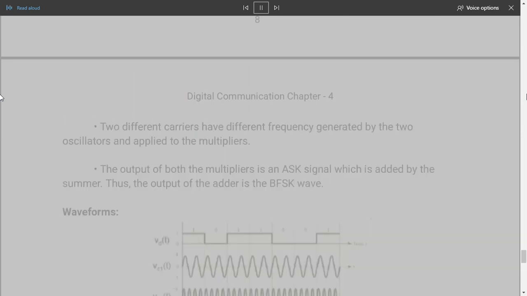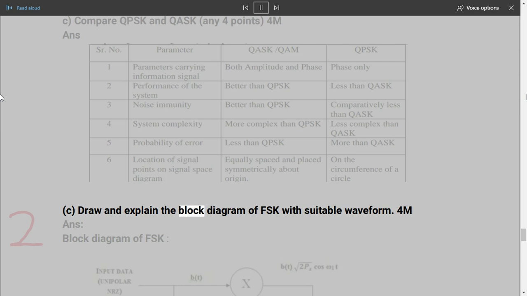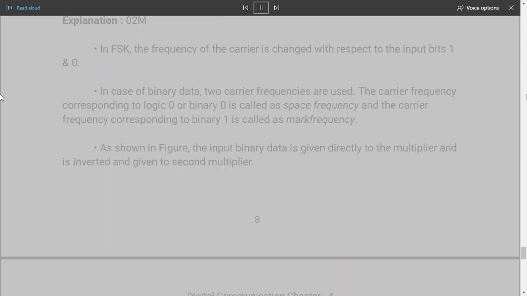C. Compare QPSK and QASK, any 4 points. C. Draw and explain the block diagram of FSK with suitable waveform. Answer: block diagram of FSK. Explanation.